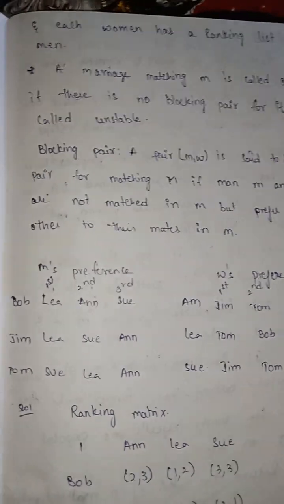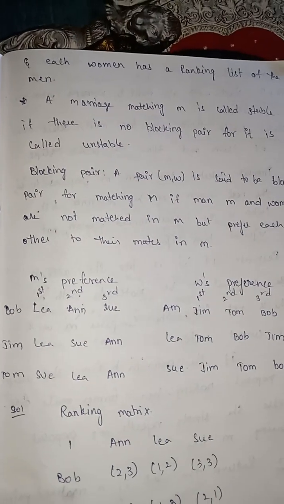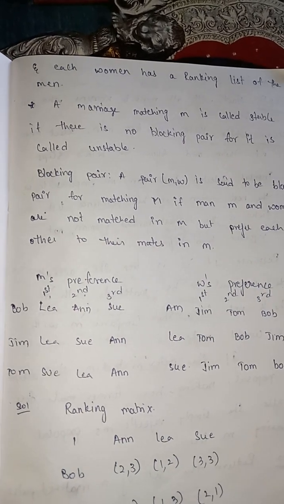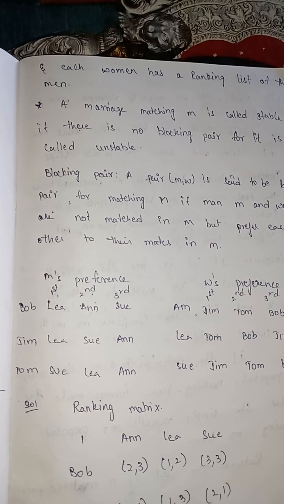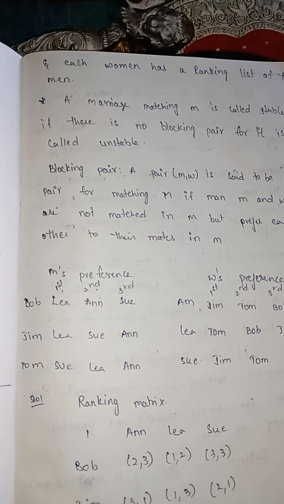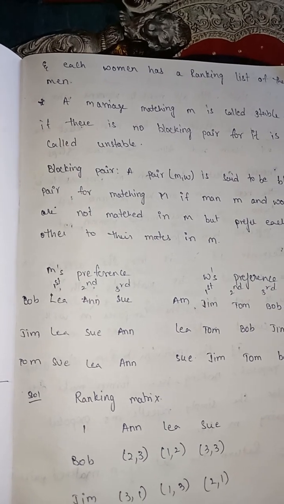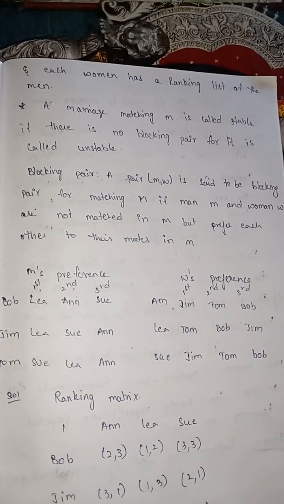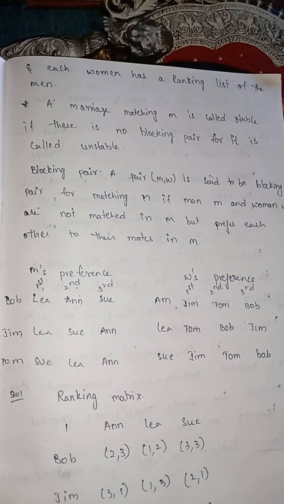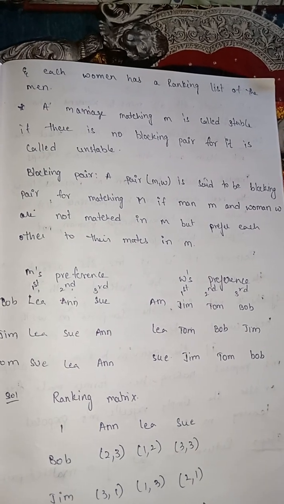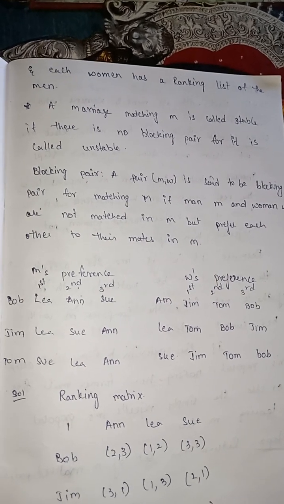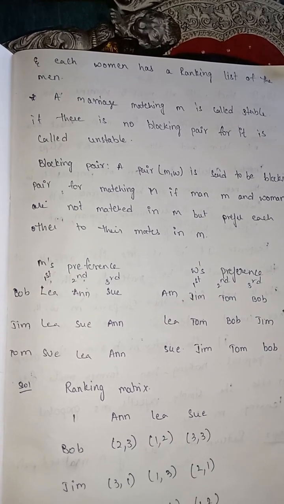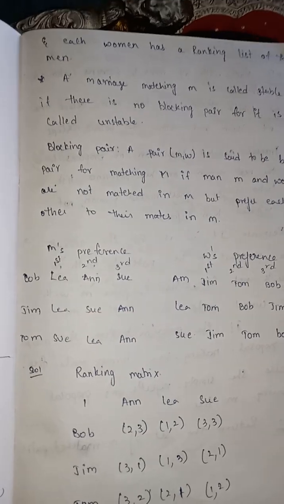A marriage matching M is called stable if there is no blocking pair for it; otherwise it is called unstable. Now what is a blocking pair? A pair (m, w) is said to be a blocking pair for matching M if man m and woman w are not matched in M but prefer each other to their matches in M.